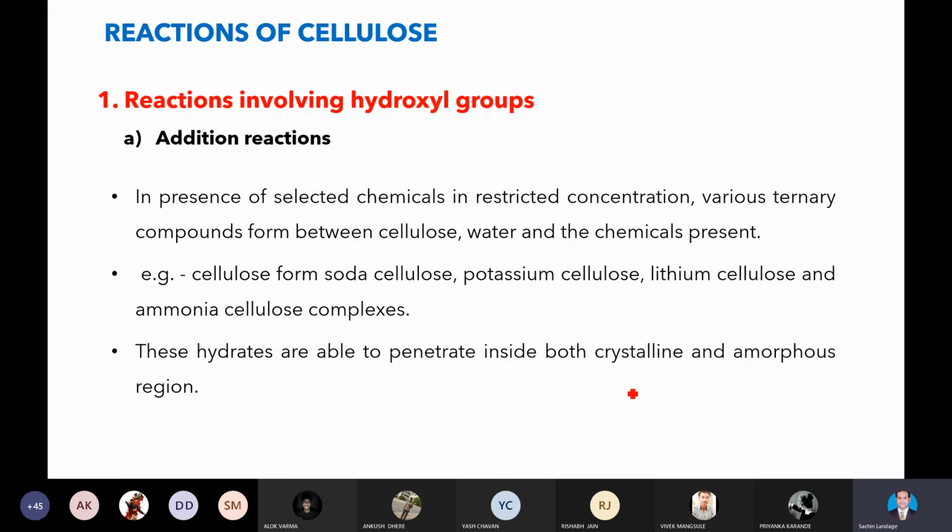This is the first reaction during the manufacturing: first we have to carry out the purification of the cellulose. Then this cellulose we have to treat with 17.5 to 22.5% NaOH. Whenever you carry out this treatment, the cellulose will get converted to soda cellulose. This is a required reaction. Cellulose we need to convert to soda cellulose. Now why are we converting it into soda cellulose?